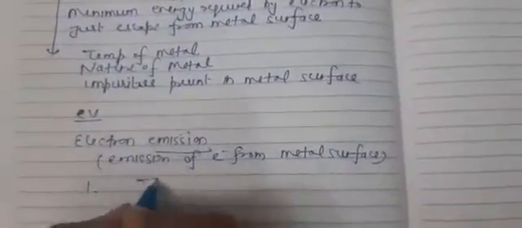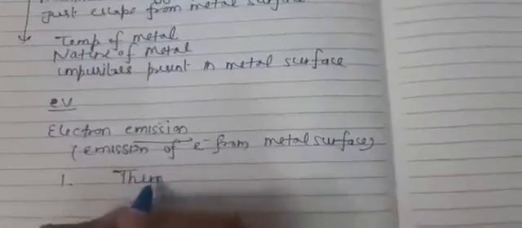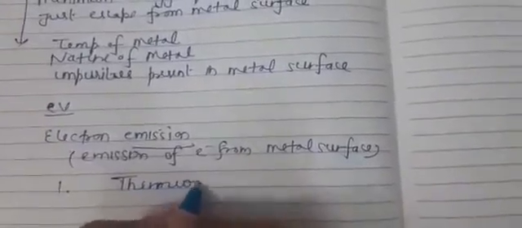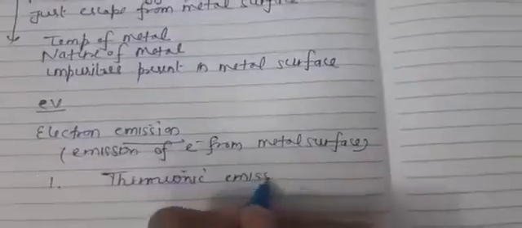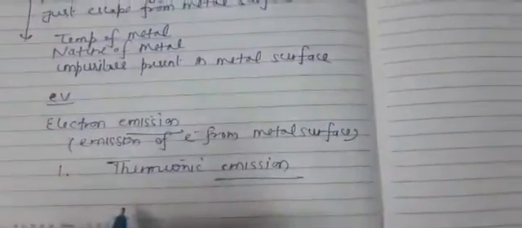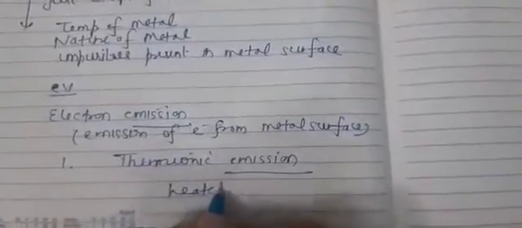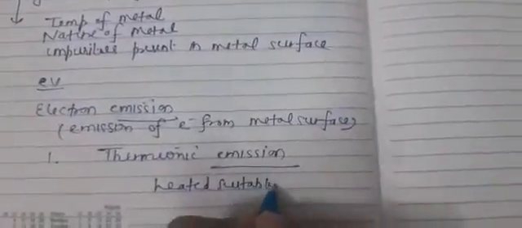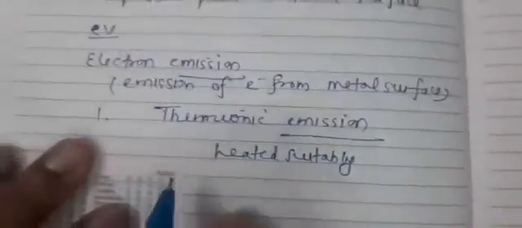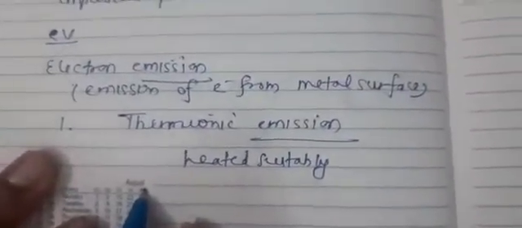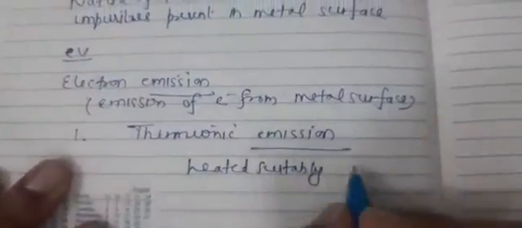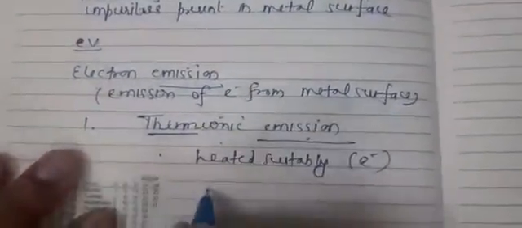First of all, I will just give you a brief point. What is thermionic emission? It is the phenomenon of emission of electrons from a metal surface when it is heated suitably. When the metal surface is heated, that leads to emission of electrons. So this is called thermionic emission. Thermo means heating. The emitted electrons are termed as thermal electrons.